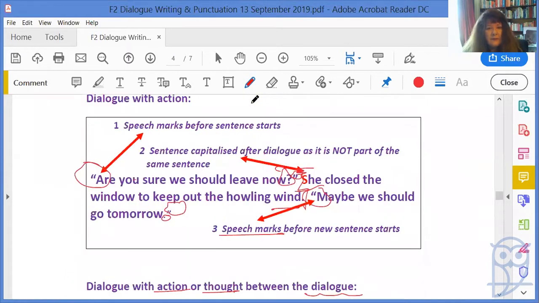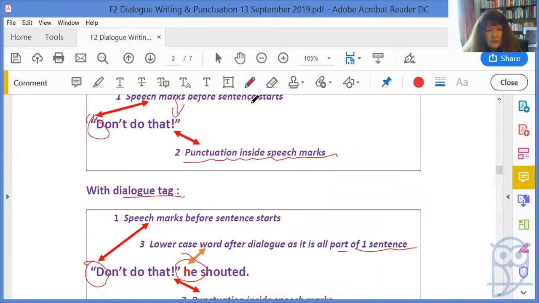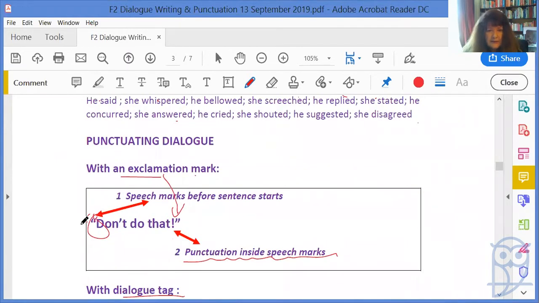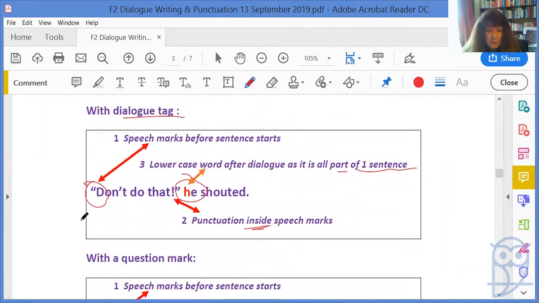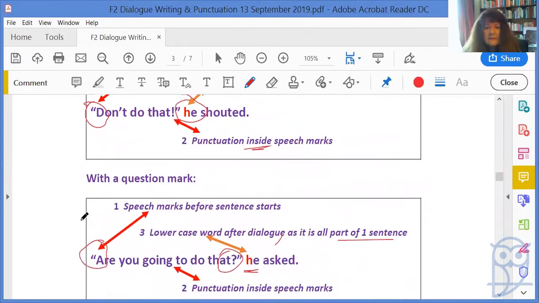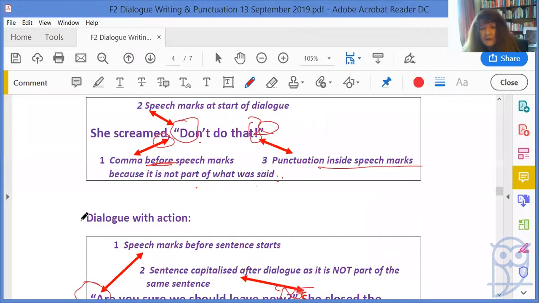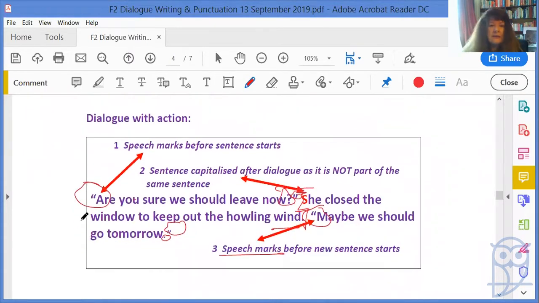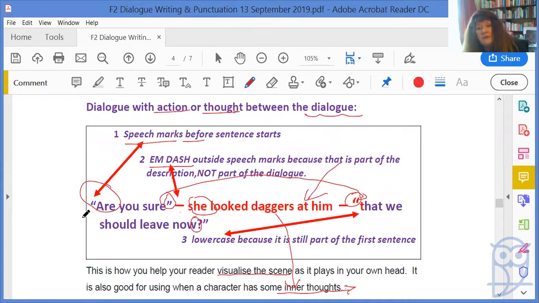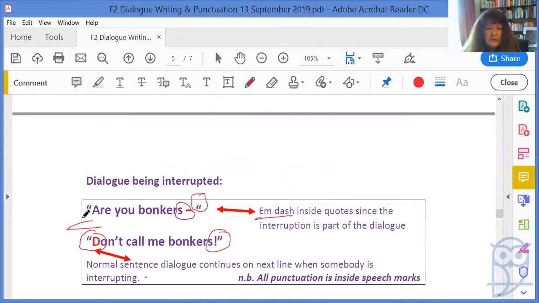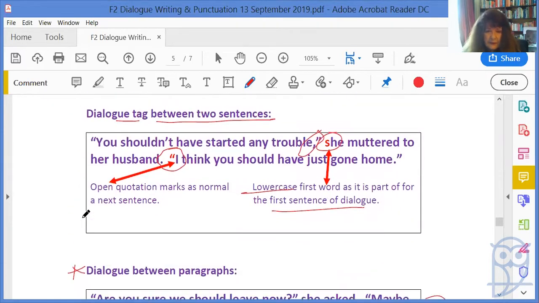Okay, so briefly, you've got your dialogue tags, punctuation, always inside those speech marks, when to use small sentences, lowercase, when you're putting the dialogue tag first, when you're putting it at the end, when you're putting it in the middle, when it's between two different sentences. Okay, hopefully you managed to grasp something from there.